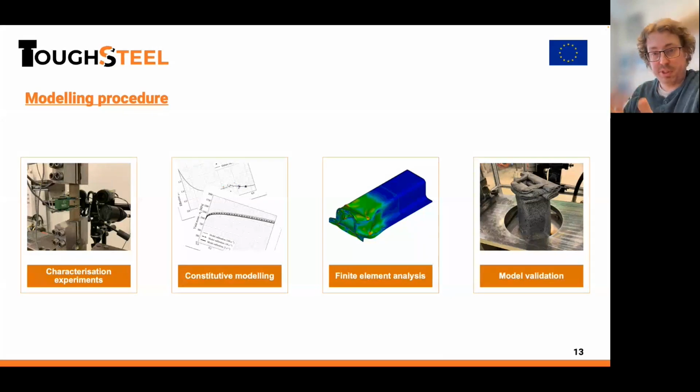So the general modeling procedure looks like this. We have the characterization experiments to characterize the material behavior. And experiments can be tensile tests, fracture mechanical tests such as essential work of fracture tests, bending tests or Nakajima tests, you name it. And then we of course use this to calibrate constitutive models, hardening models and fracture loci and stuff like that, which we then implement in the finite element analysis. And then we validate the models by using full-scale components, as we have shown earlier.